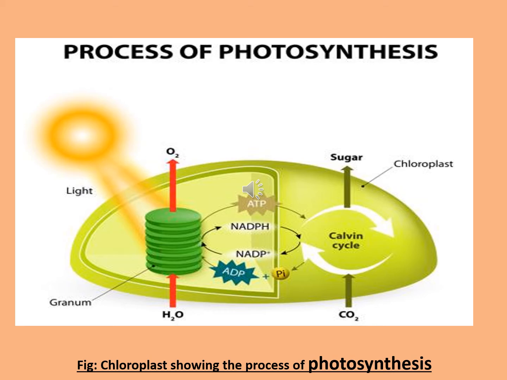We can see in the figure that one ADP molecule combines with one Pi, that is the inorganic phosphate, and forms ATP. So what happens in the light reaction part? NADPH and ATP are being formed. NADPH and ATP are collectively called the assimilative power of the cell, as they help in the process of assimilation, that is the photosynthesis process. So this is one part of the photosynthesis that is taking place in the chloroplast, and that part is the light reaction.